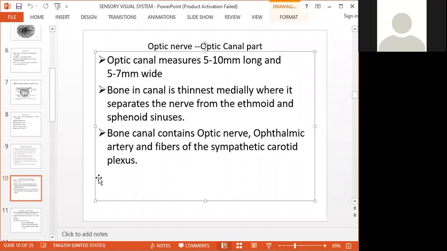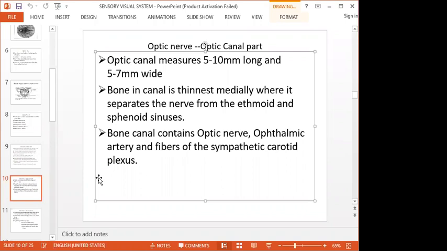The bone in the canal is thinnest medially, where it separates the nerve from the ethmoid and the sphenoid sinuses. So you've got two optic nerves, one this side, one this side. The medial part is the thinner part. Then you've got the ethmoid sinuses here and the sphenoid sinuses. The bony canal contains the optic nerve, ophthalmic artery, and fibers of the sympathetic carotid plexus.